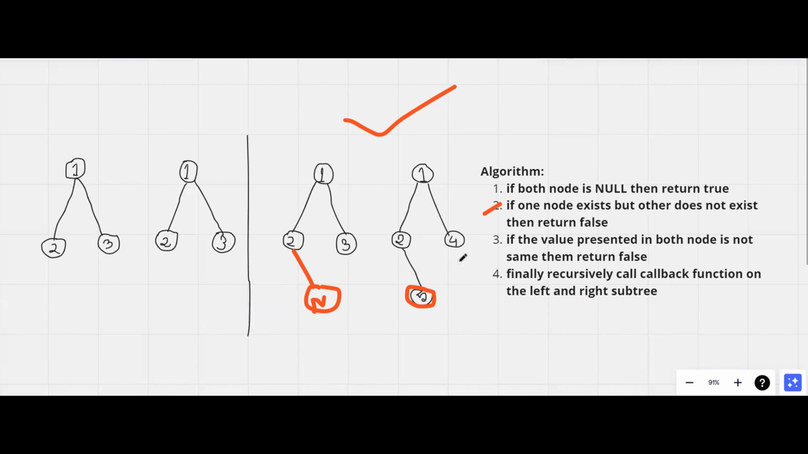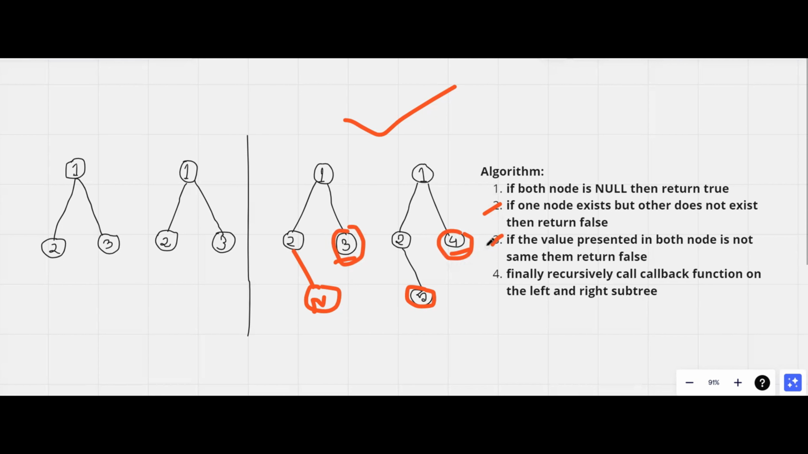In the third base case, we have to check if the value present in both nodes is the same or not. If it is, then we have to return true. Otherwise, we have to return false. Consider the second scenario. Here, the value of the right child of tree 1 is 3, but the value of the right child of tree 2 is 4. So, both of them are not equal. So we can tackle this kind of situation by using the third base case.